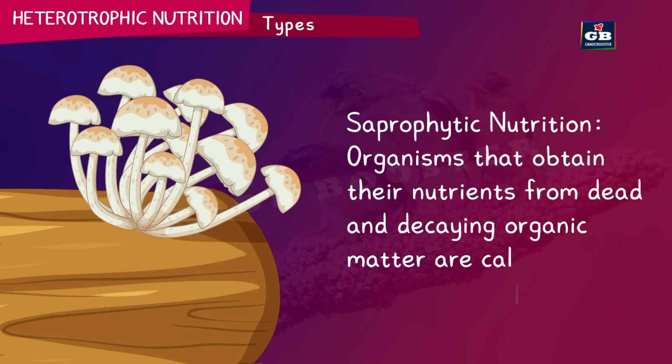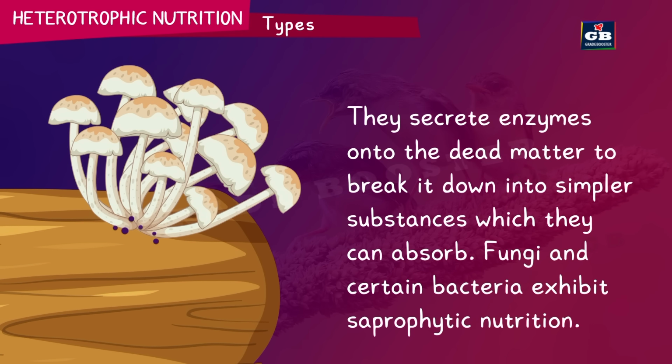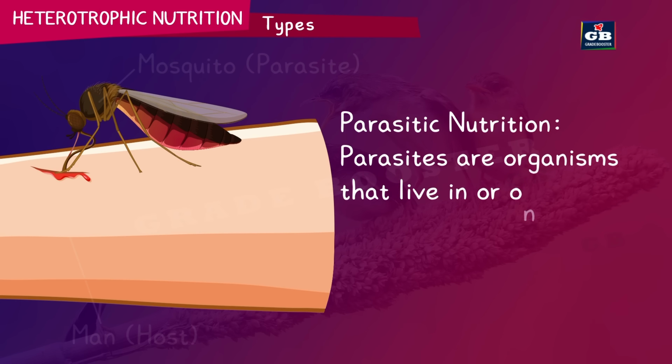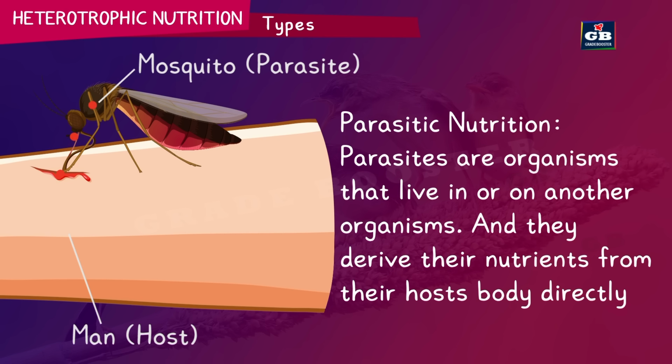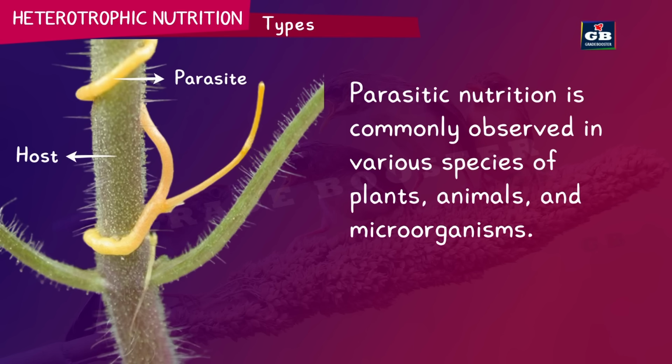Organisms that obtain their nutrients from dead and decaying organic matter are called saprophytes. They secrete enzymes onto the dead matter to break it down into simpler substances which they can absorb. Fungi and certain bacteria exhibit saprophytic nutrition. Parasitic nutrition. Parasites are organisms that live in or on other organisms, and they derive their nutrients from their host. Parasitic nutrition is commonly observed in various species of plants, animals, and in microorganisms.